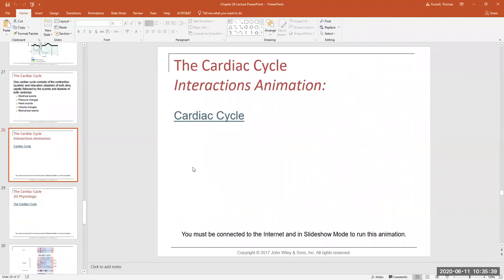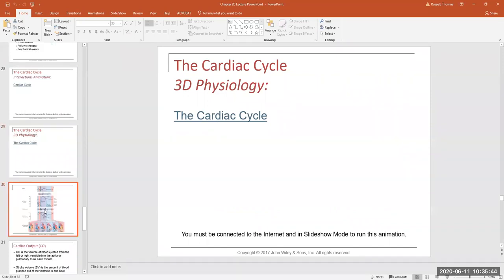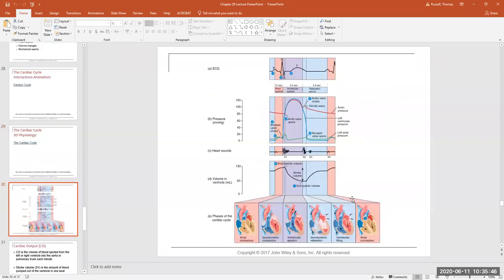So I have a couple of animations in here. You need to really review those because it talks about what you see on this picture. And this is a picture that a lot of students really don't like because there's so much information on it. But I'm going to tell you exactly what we need to know off of this picture and describe the main events that occur during the cardiac cycle.